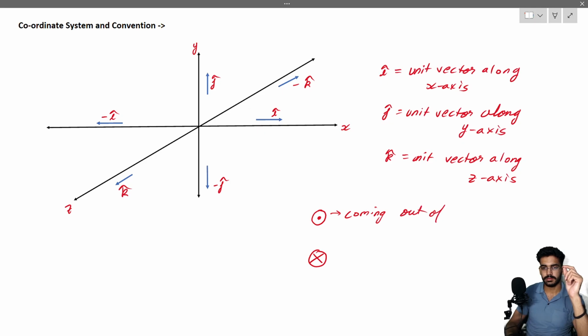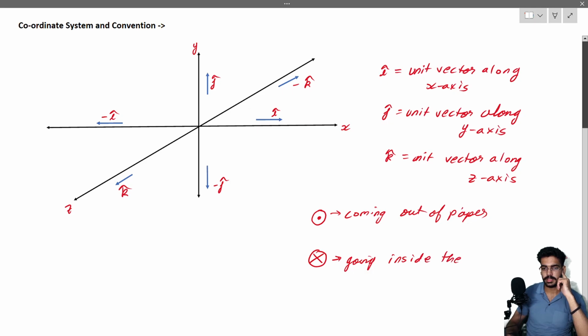Coming out of the plane or paper, we can say. And this one is going inside the paper. Basic thing. This is the back side of the arrow, right? You have it like this, so this is the back side of the arrow, going inside the paper, and this is coming out of the paper. I hope this is understood. This we are going to use.